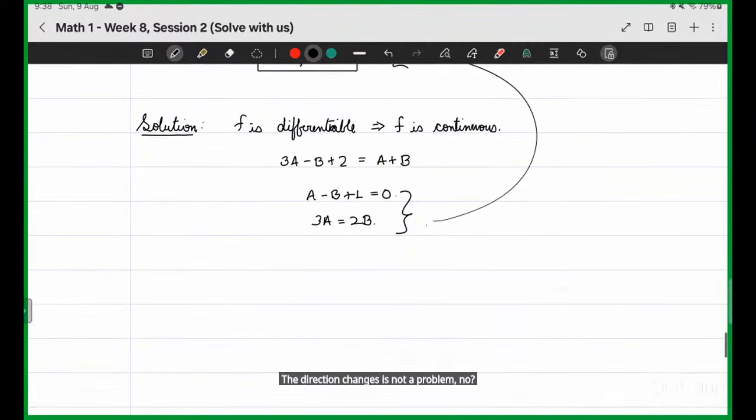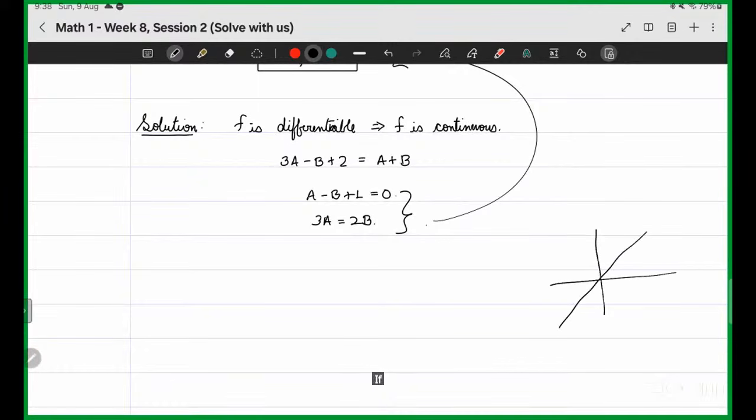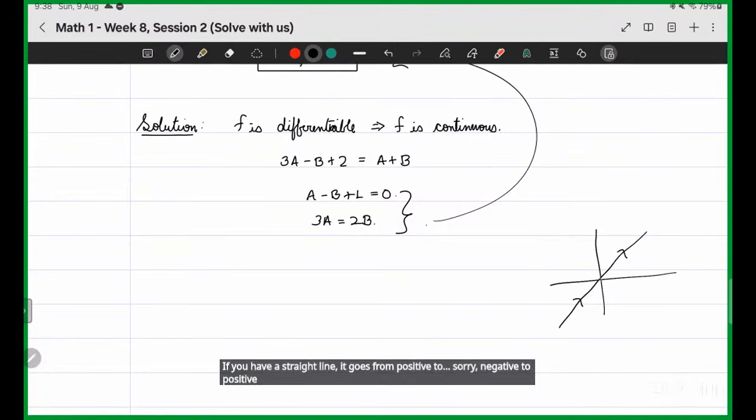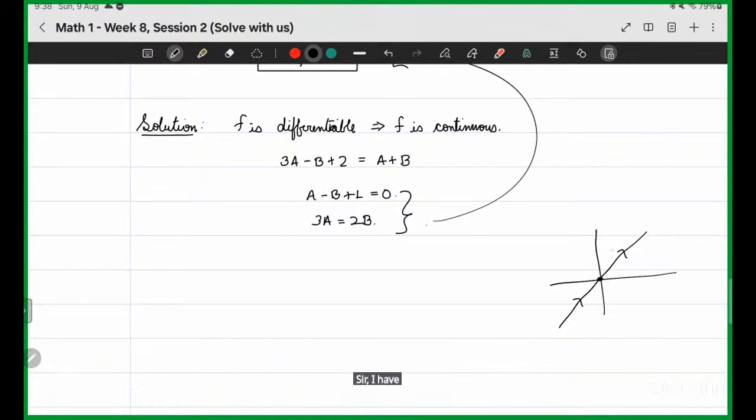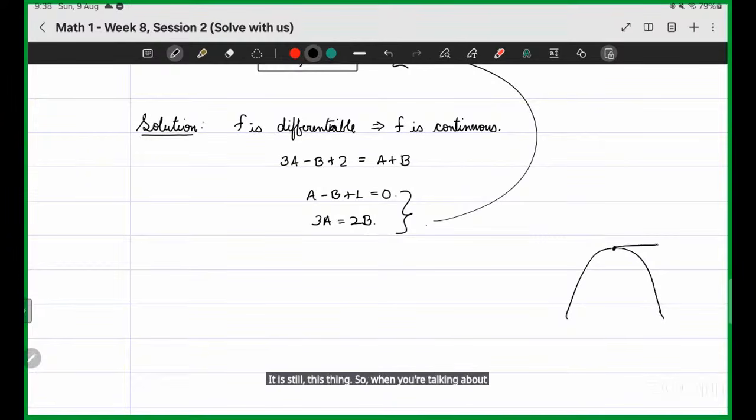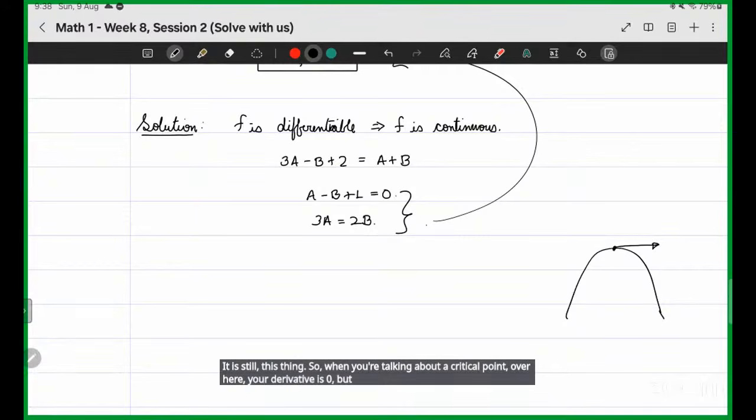So if you have a straight line, it goes from positive to negative as you pass 0. When you're talking about a critical point over here, your derivative is 0, but it is gradually turning from positive to 0 to negative. That's okay.